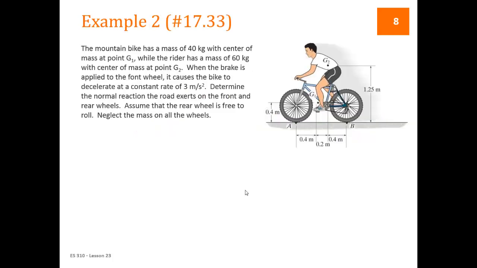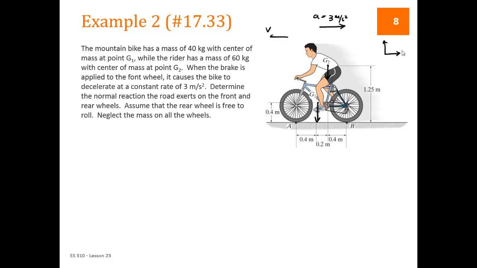So let's take an example where we will use these kinetic moments. We have a man on a bicycle. This is one where we have two center of masses. So we've got the center of mass of the man up here. We've got the center mass of the bicycle right here. We're given the mass of the bicycle is 40, and the mass of the man is 60. There's a brake, and it's applied to the front wheel, and that causes the bike to decelerate at a constant rate of 3. So the acceleration is going to be in this direction with 3 meters per second squared, right? Assuming that the velocity is in that direction.